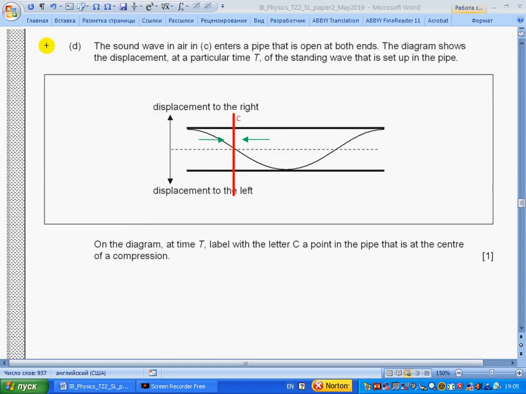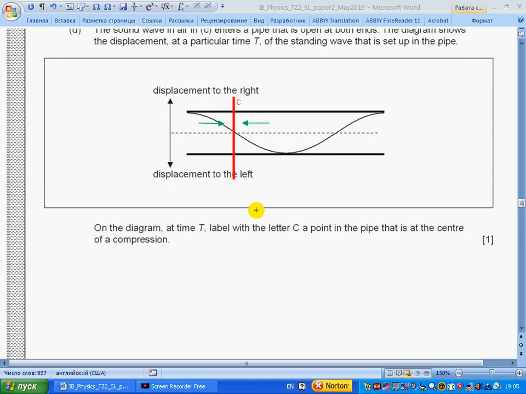D. The sound wave in air in C enters a pipe that is open at both ends. The diagram shows the displacement at a particular time t of the standing wave that is set up in the pipe. On the diagram at time t, label with letter C a point in the pipe that is at the center of the compression. Because I have drawn this red line, all particles on the left are approaching this line because they have positive displacement to the right. All particles on the right are approaching this line, so as a result in here we are getting compression. So actually it is a line.